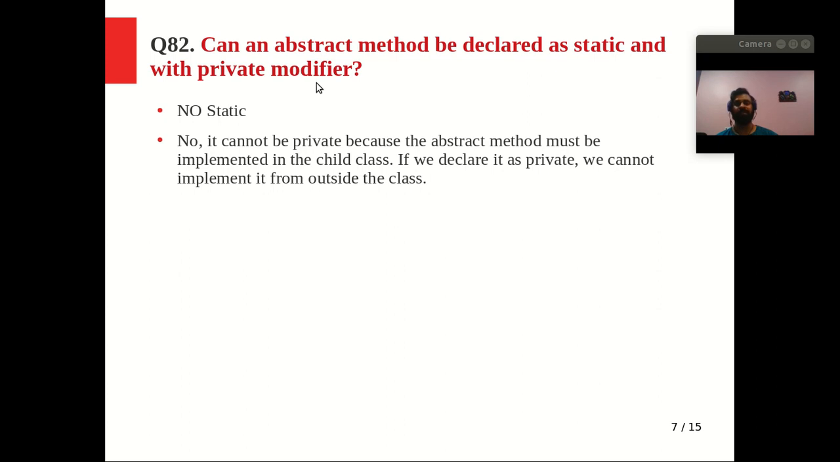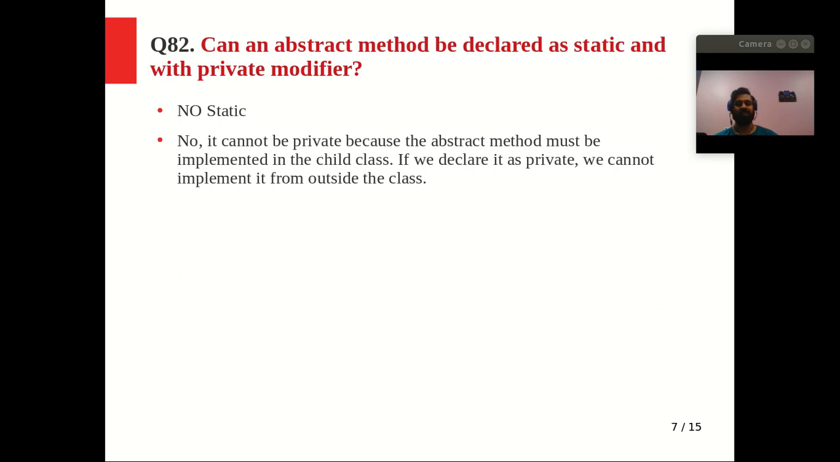We cannot make an abstract method static, and we also cannot make an abstract method private. The reason is that the abstract method must be implemented in the child class, right? As we have seen in the vehicle class, there is a run method. To implement the run method, anyhow we have to inherit that class, we have to extend that class.